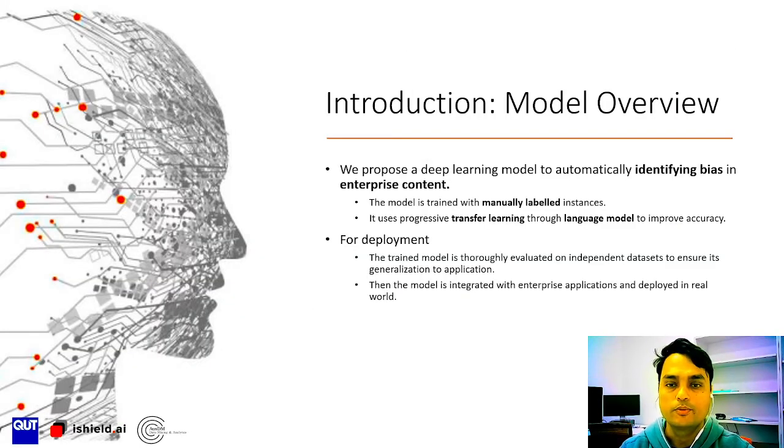In this research, we propose a deep learning model to automatically identify bias in enterprise contents. The model is trained with manually labeled instances. It uses progressive transfer learning through a language model to improve accuracy. The model is thoroughly evaluated with independent datasets to make sure it generalizes to applications. Then the model is integrated with enterprise applications and deployed in the real world.